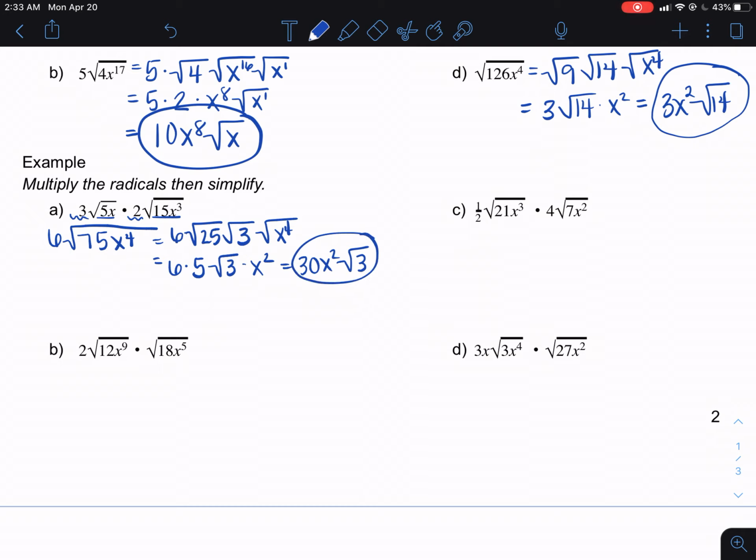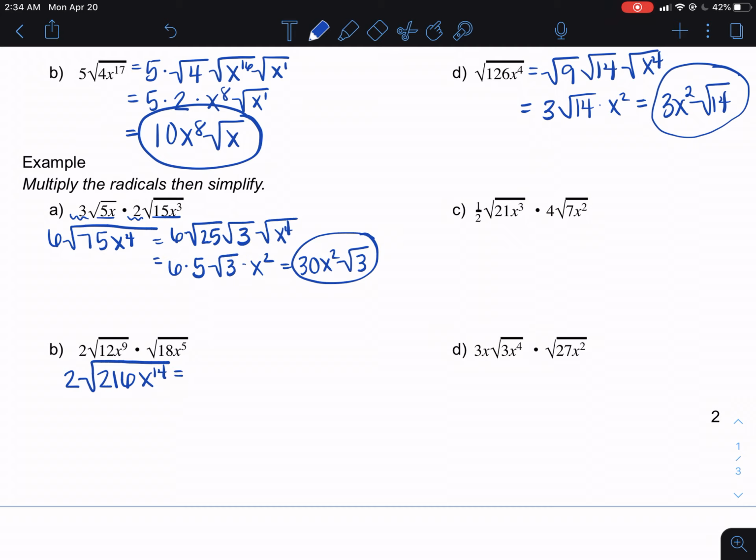Okay, moving down to d, we have 2 times the square root of 12x to the 9th times the square root of 18x to the 5th. So 2's on the outside. If we take 12 times 18, we get 216. And x to the 9th times x to the 5th is x to the 14th.